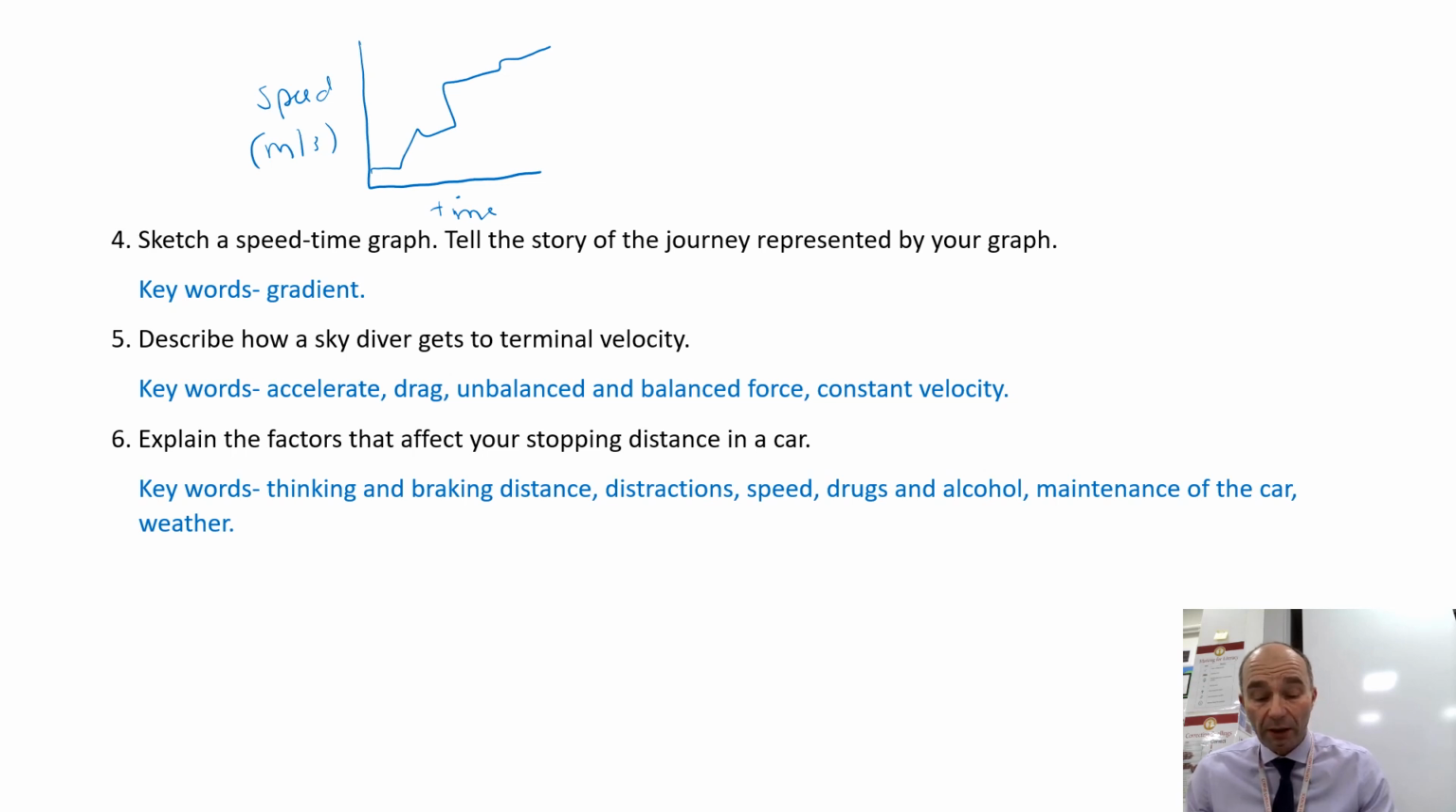Your final activity is to explain the factors that affect your stopping distance in a car. So your keywords are thinking distance, braking distance, distractions, speed, drugs and alcohol, maintenance of the car, and weather.